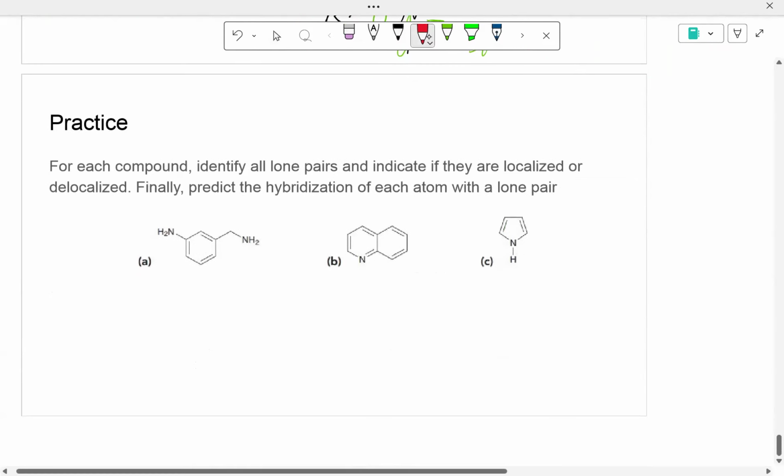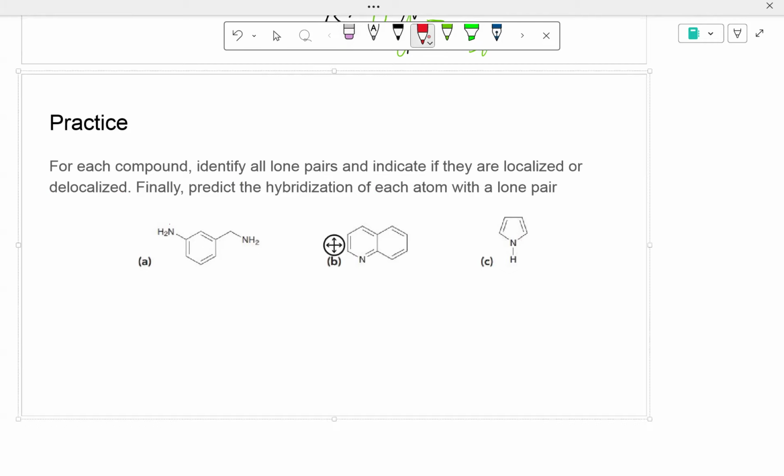So let's look at a few problems and then we will stop here. For each of these, we're going to write some lone pairs and indicate if they are localized or delocalized. Localized means we can't move them through resonance. Delocalized means we can move them in resonance. And then we're going to predict the hybridization.